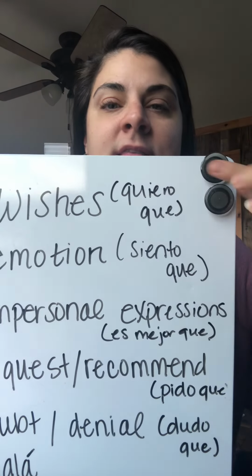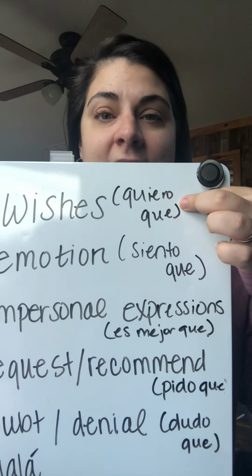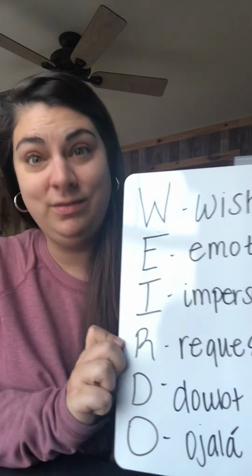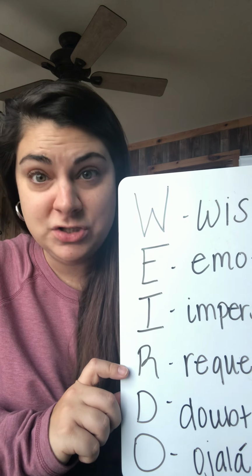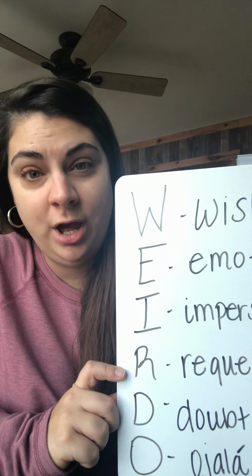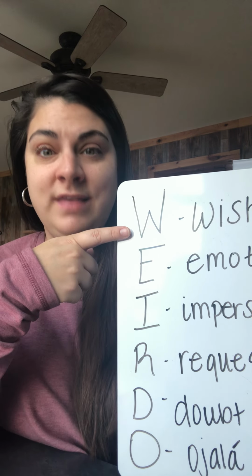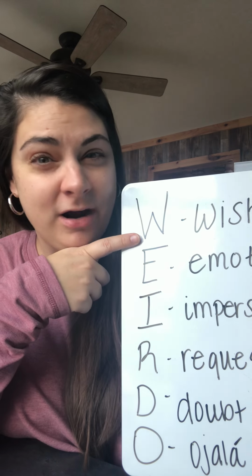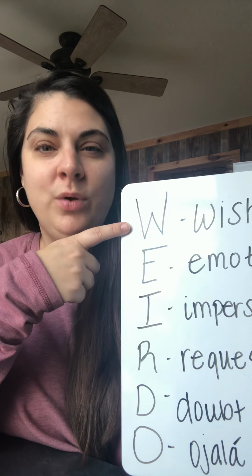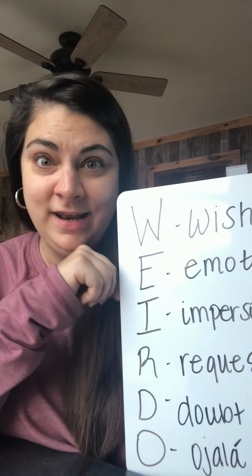An example of this would be quiero que. I want that my students pass the test. There's uncertainty there. Even though I wish it, I don't know. But this W is wishes and wants. Yo deseo que, yo quiero que, yo prefiero que. I prefer that. But once again, it goes back to that uncertainty.